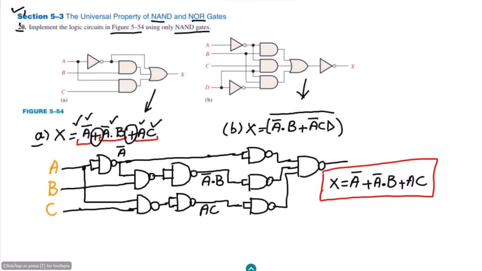This is the NAND equivalent of the circuit which is given in part A, and the same is given previously by using the other gates. These are the other gates, while this implementation basically shows me the implementation of the same logic circuit by using the NAND gates. So that is for part A, and in our next video we will try to compute the same for part B. Till then, take care of yourself, and I will see you soon.